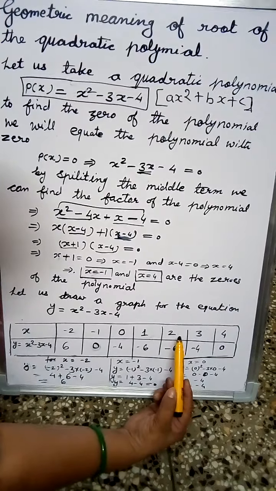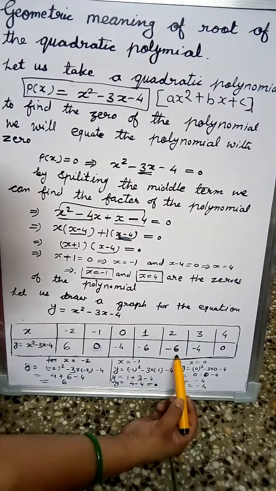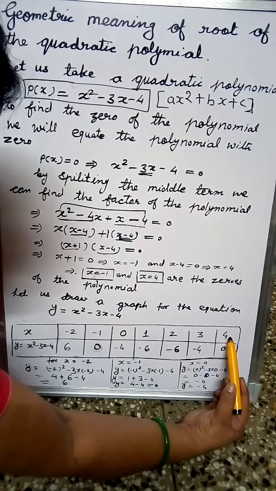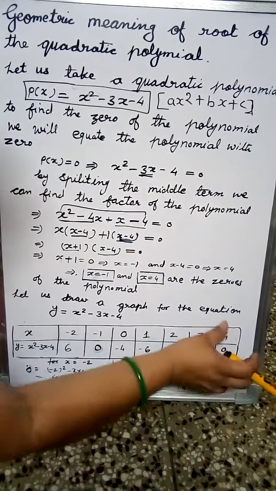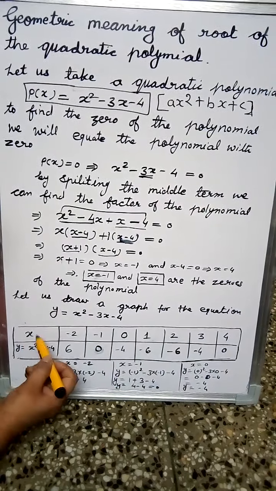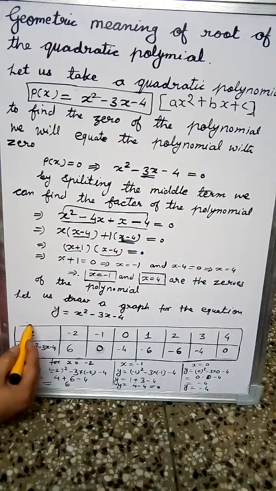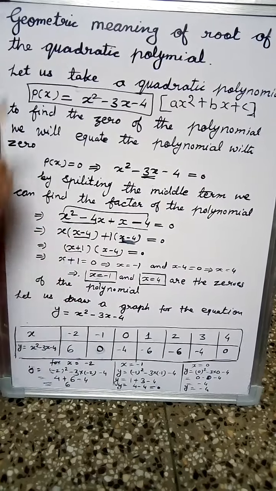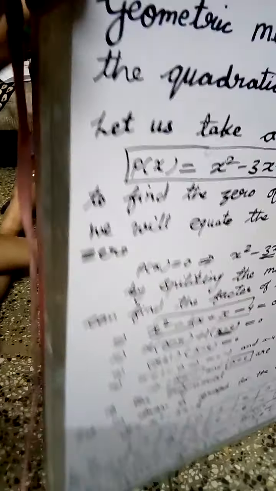Similarly, x is equal to 2, y is equal to minus 6, x is equal to 3, y is equal to minus 4, x is equal to 4, y is equal to 0. In this way, we are getting different values of y for different values of x. To plot the graph, we need these two values, x and y. Let us see, when we plot the graph for this equation, which type of graph we get.